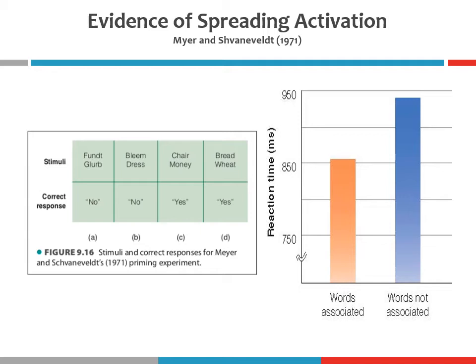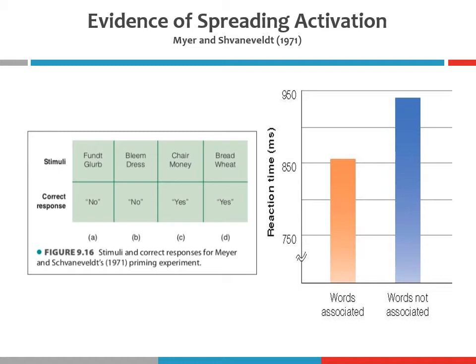So what they had to do in this case was indicate as quickly as possible whether the items that they were given were words or not, okay? So if they saw funt and glurb, they would obviously say, no, these are not words, whereas if they saw chair and money, they would say, yes, these are words, okay? So what they looked at in this experiment is, again, how quickly they could say whether they were words or non-words was the dependent variable.